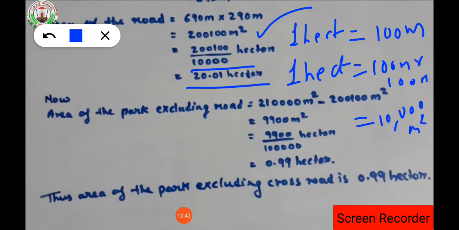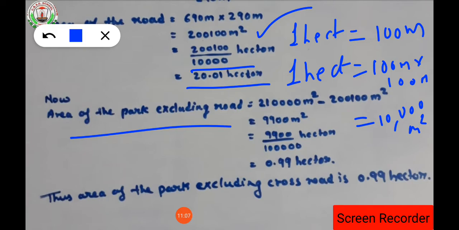Then only meter square is going to be converted into hectare, that is 20.01 hectare. Clear up to here? Okay, next part of the question, it is asked that area of the park excluding road. Excluding means that road should be left out. उस रोड को छोड़ करके कितना एरिया उस पार्क में बचेगा. एक्सक्लूडिंग दैट मीन्स लेफ्ट आउट.